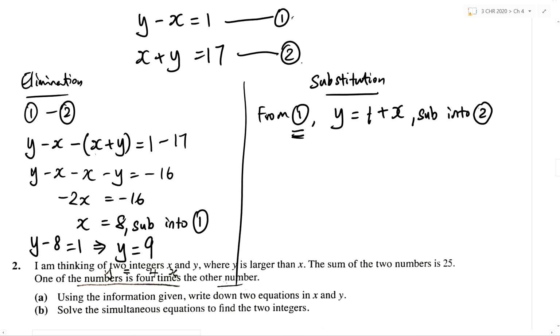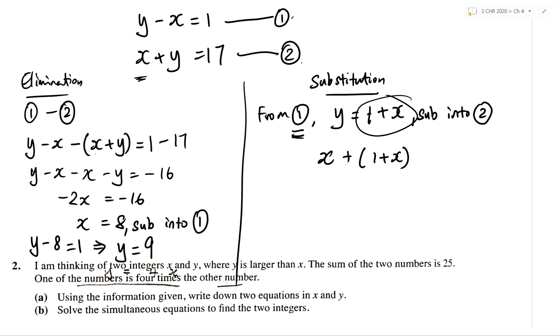Okay? So let's substitute. Now, equation number 2 starts off with x. Copy down x. Then it is a plus. Copy down a plus. Now it says plus y. And we already have y equals to 1 plus x. x plus (1 plus x). I drew brackets because I am kiasu.